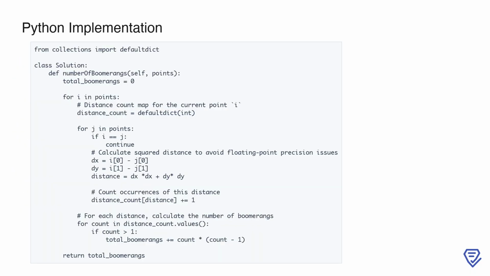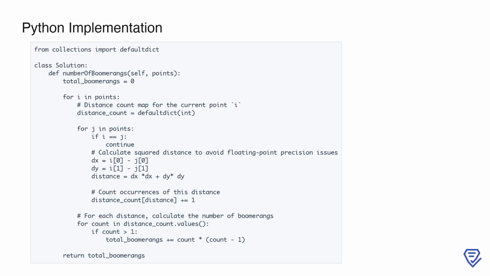This Python implementation solves LeetCode problem number 447, number of boomerangs. The goal is to count all boomerangs, which are tuples of points that satisfy the distance condition. We begin by importing defaultdict from collections to maintain a count of distances efficiently. The main function, number of boomerangs, takes a list of points as input. The variable total_boomerangs is initialized to store the total number of valid boomerangs.